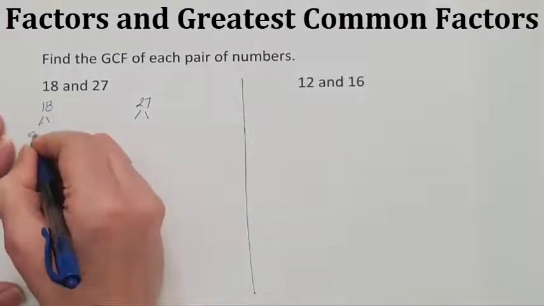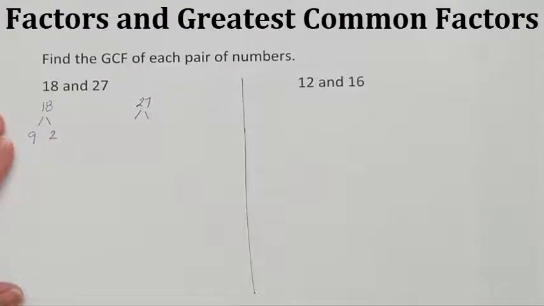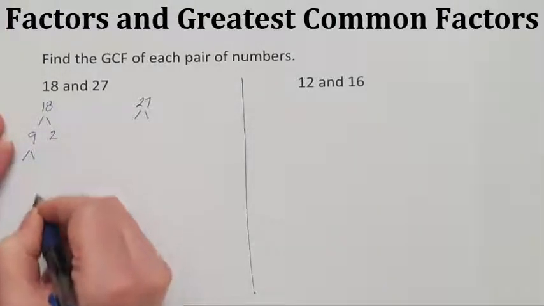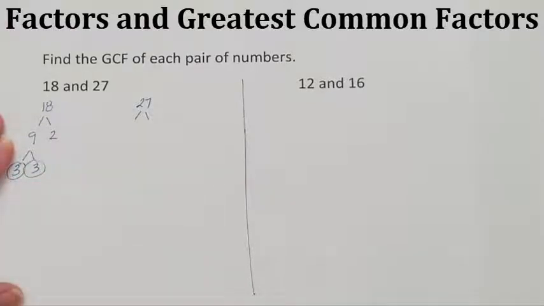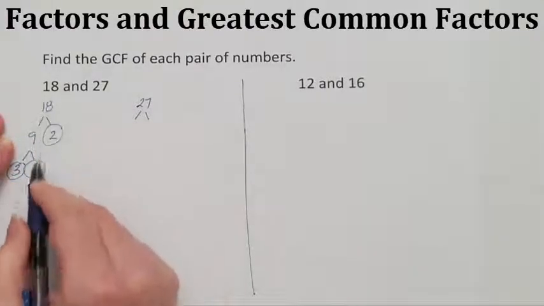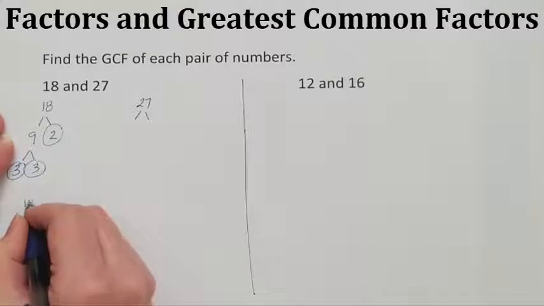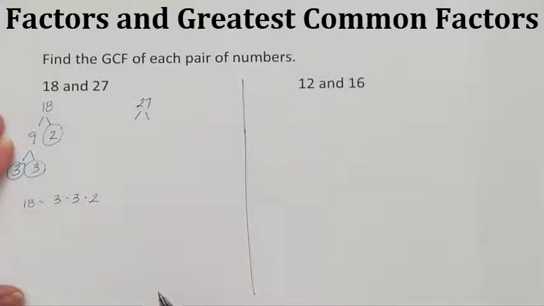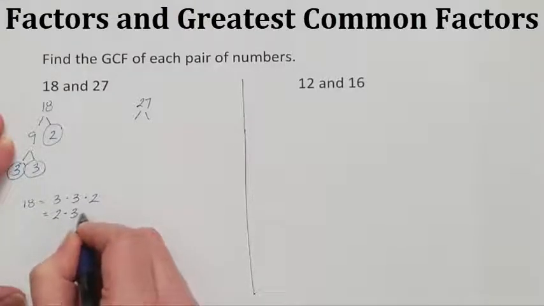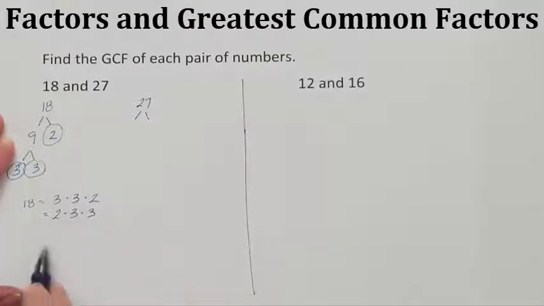I know that 9 times 2 is 18. 9 is not prime. 9 can be broken up into 3 times 3. The 3's are prime. 2 is also prime. So my prime factorization for 18 is 3 times 3 times 2. That's not technically written correctly. Prime factorization should be written in numerical order, so it's 2 times 3 times 3. So that's my prime factorization for 18.